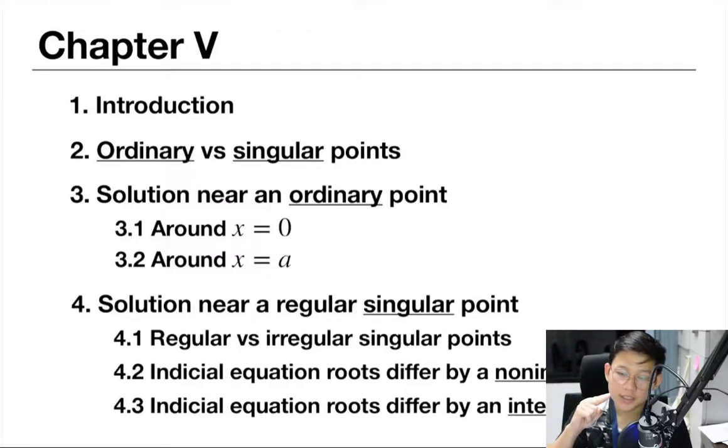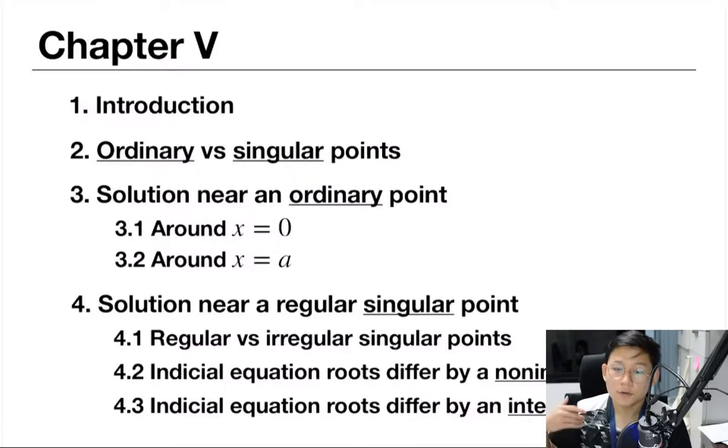The first case is when the ordinary point is x equals 0. The other case is when x equals any other number but not 0. x might be 2, 3, minus 1, minus 2, but not 0. And in the fourth section, we're going to be talking about the solution near a regular singular point.